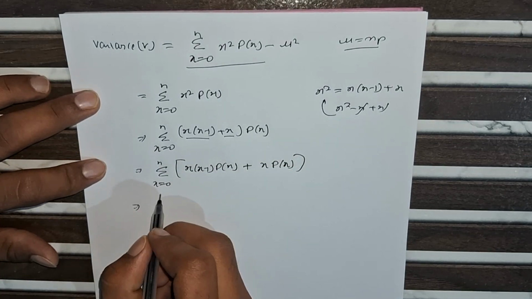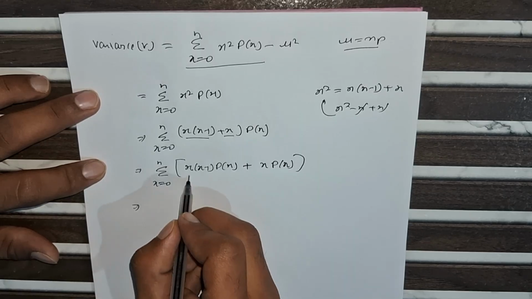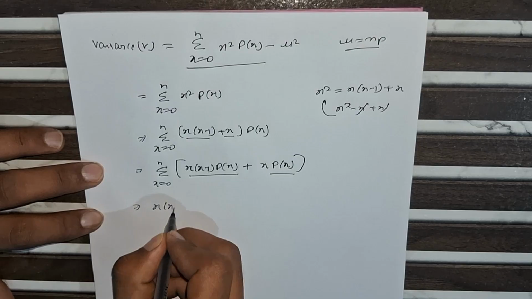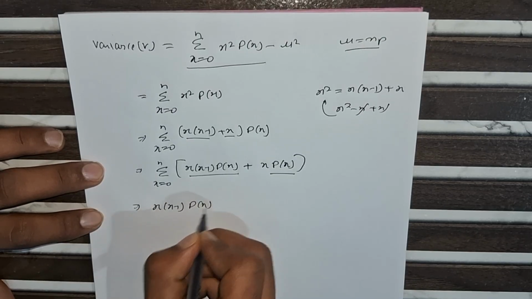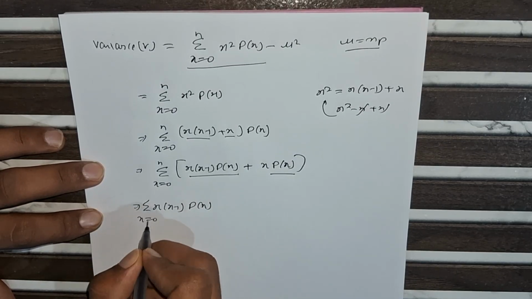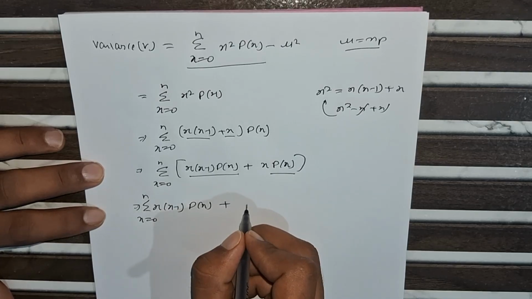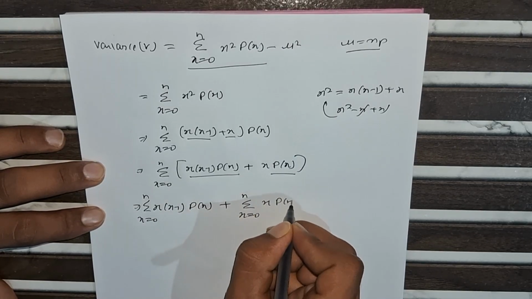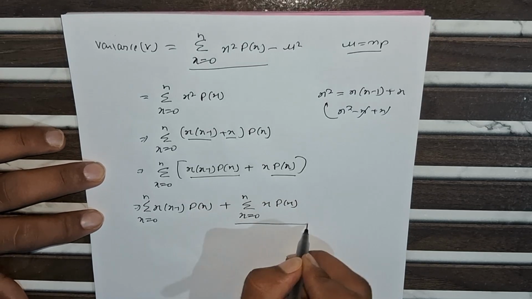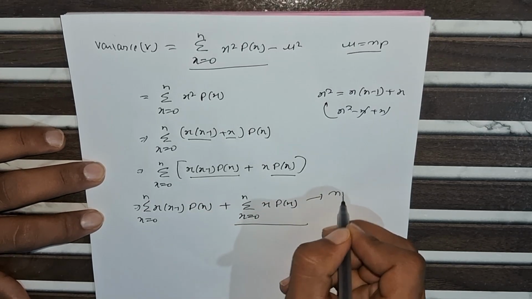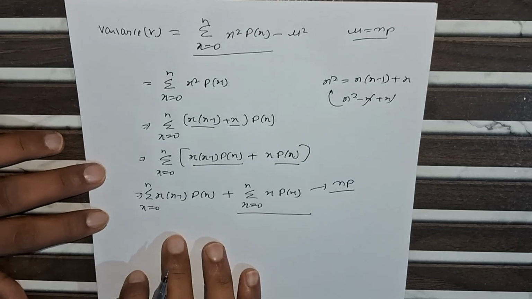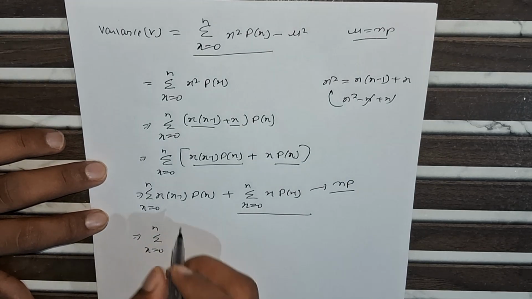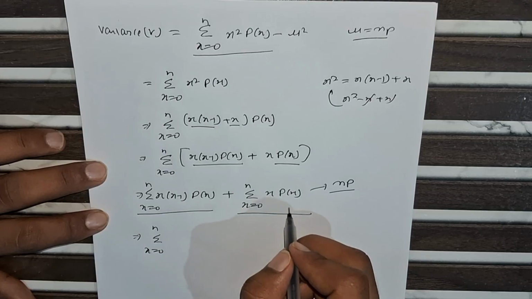So now we can apply the summation of x equals 0 to n on both terms. We can separate it. So x into x minus 1 p of x, here summation starts from x equals 0 to n, plus summation from x equals 0 to n x into p of x. We already derived this formula. This is nothing but the mean, which is equal to np. So we need to solve the first expression because we already know the second one.